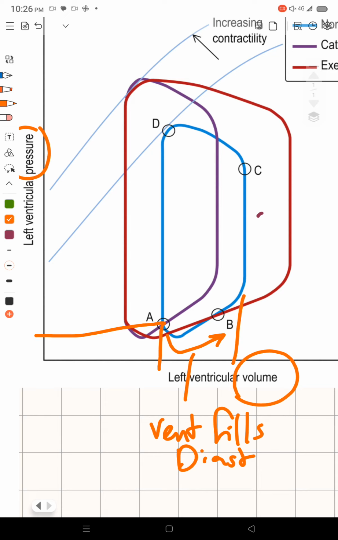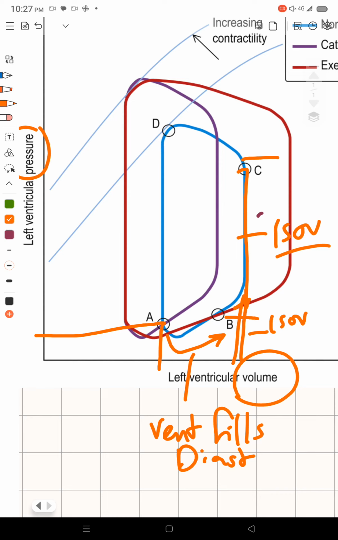Then what happens after that? After that, the ventricle contracts against a closed chamber. What happens when this occurs? The volume is stable, it doesn't change. So this is isovolumetric, and the pressure rises sharply, and this is isovolumetric contraction. The volume doesn't change while the pressure sharply rises.